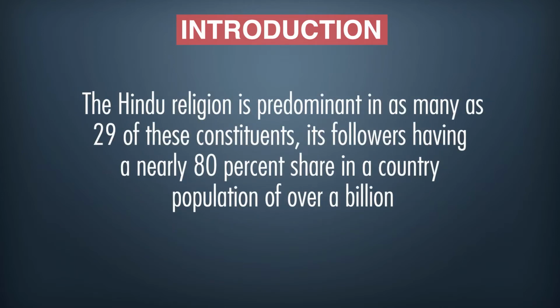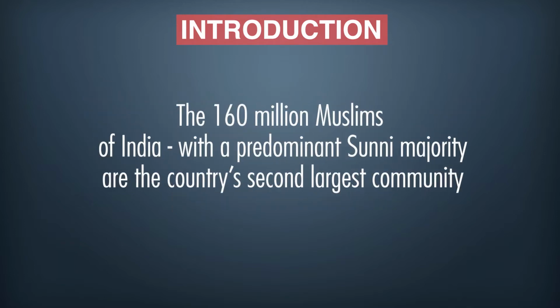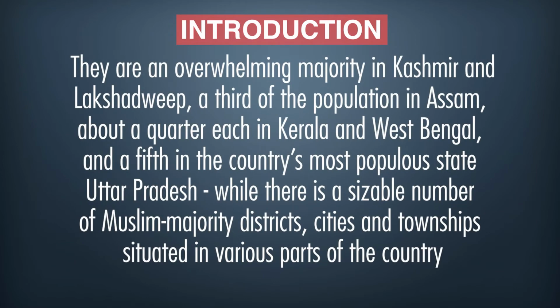The Hindu religion is predominant in as many as 29 of these constituents, its followers having a nearly 80% share in the country's population of over a billion. There are 160 million Muslims in India, with a predominant Sunni majority, the country's second largest minority. They are an overwhelming majority in Kashmir and Lakshadweep, a third of the population in Assam, about a quarter each in Kerala and West Bengal, and a fifth in the country's most populous state, Uttar Pradesh. There is also a sizable number of Muslim majority districts, cities, and townships scattered across the country.